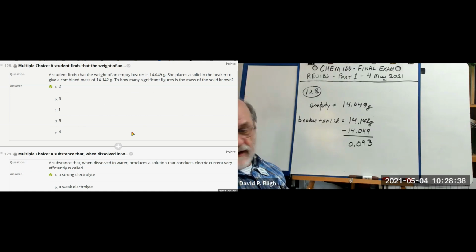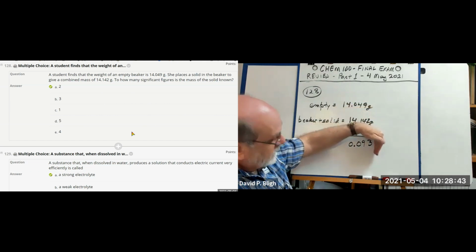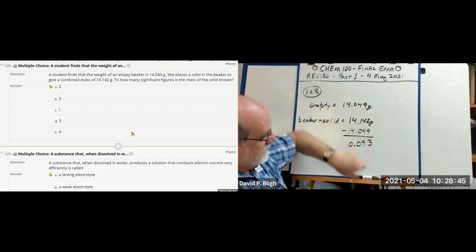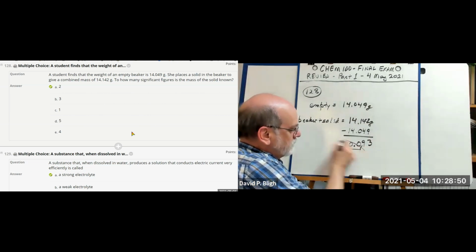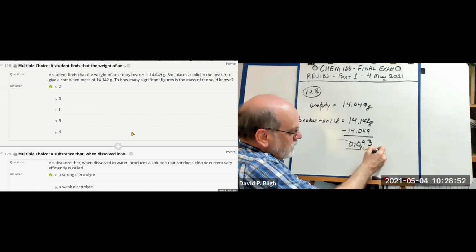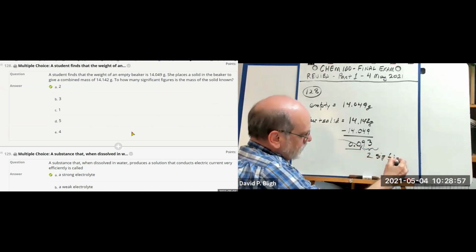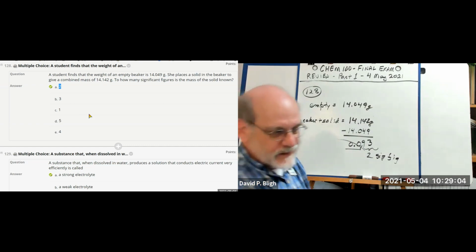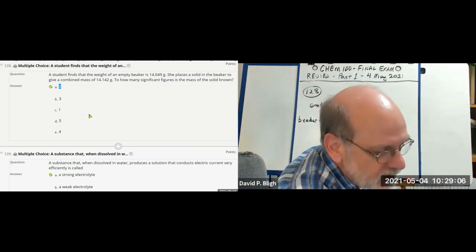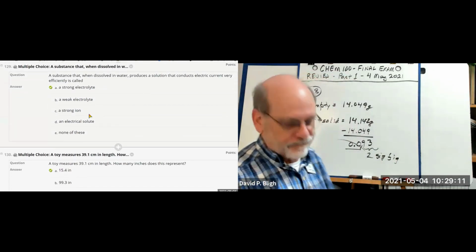Okay, how many significant figures can we keep? Well, both of these come out to the third place. So we can keep the last one, which means non-significant here, right? 2 significant figures. Right? That's why the answer is A. All right, 128, let's see. 129, let's scroll down just a little bit. Definition time.